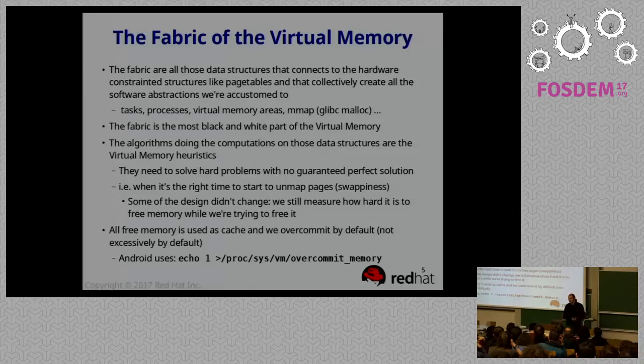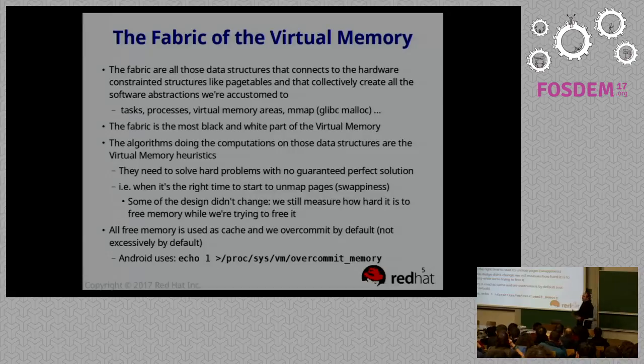So, for example, what's the perfect time to swap? What's the best candidate page to reclaim? All these problems don't have a perfect solution, while the data structures are black and white, so it's much easier to explain. Also in Linux, we make heavy use of overcommit. Overcommit is enabled by default. It's not excessive overcommit.